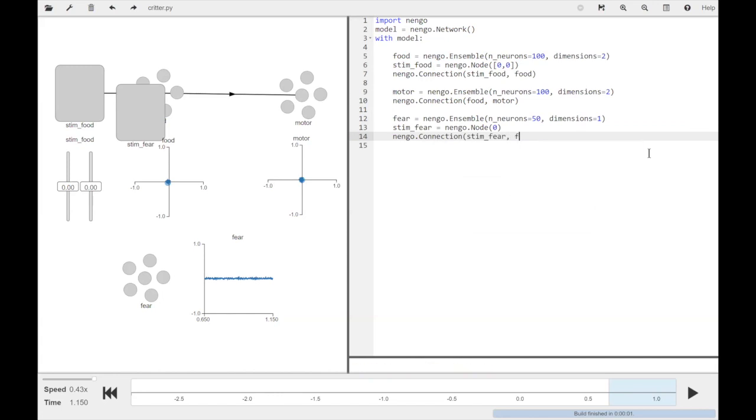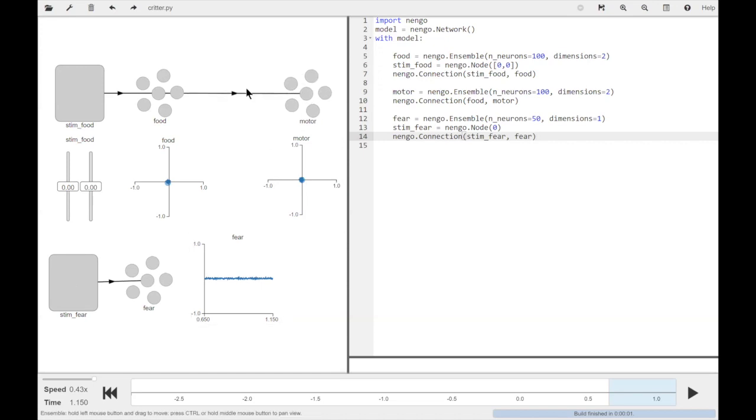Fear to fear. And now what we want is we only want to go in the direction of the food if we're not afraid. How the heck am I going to implement that? If I was a programmer, this would be pretty easy, right?